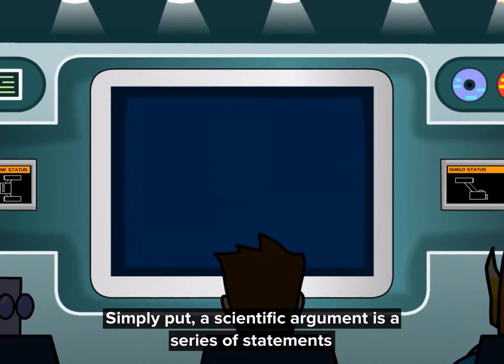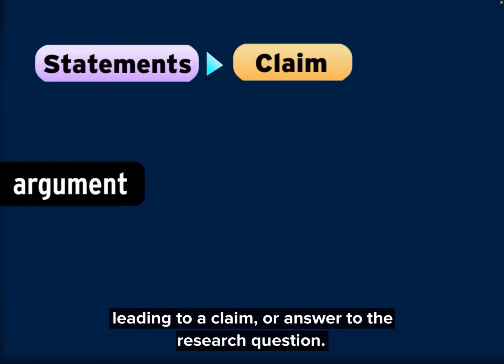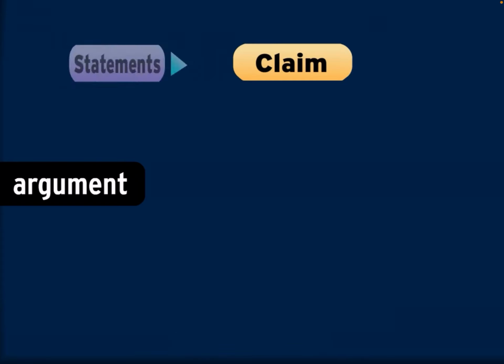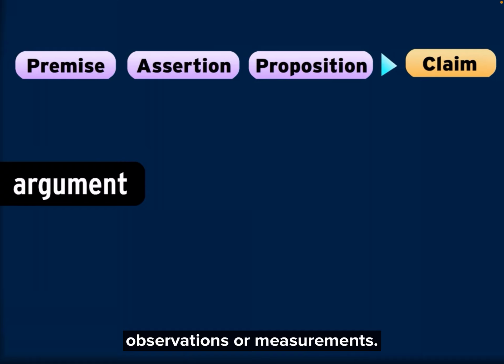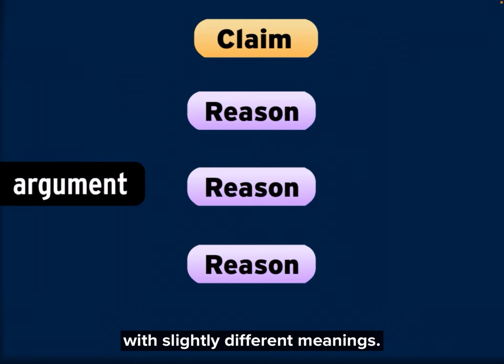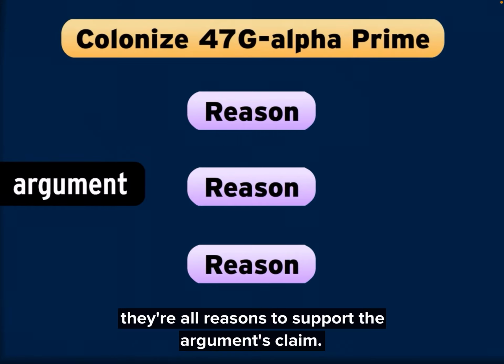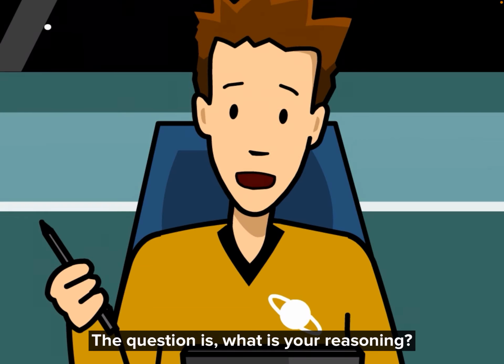Simply put, a scientific argument is a series of statements leading to a claim or answer to the research question. Those statements must be based on evidence, observations, or measurements. There are many different terms for these statements with slightly different meanings. But no matter what you call them, they're all reasons to support the argument's claim. Your claim is that humans can survive on this planet. The question is, what is your reasoning?